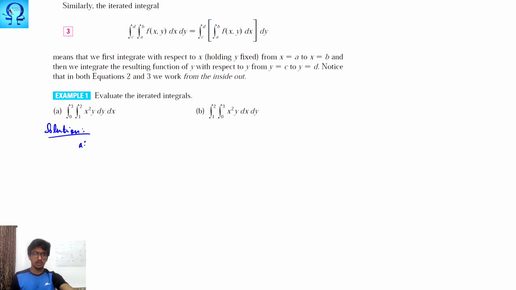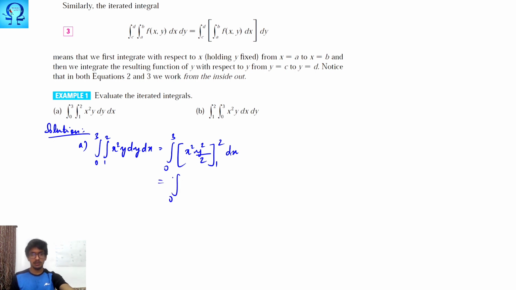So the first one, we are asked to evaluate this integral, right? x squared y dy dx. First, let me do this one, x squared y with respect to y. So keeping x fixed, we have to integrate y. That is y squared upon 2 over the limit 1 to 2, dx. Right, this is the integral from 0 to 3. When you substitute, this limit is only for y, so it's going to be 4 upon 2 x squared minus x squared upon 2, dx.